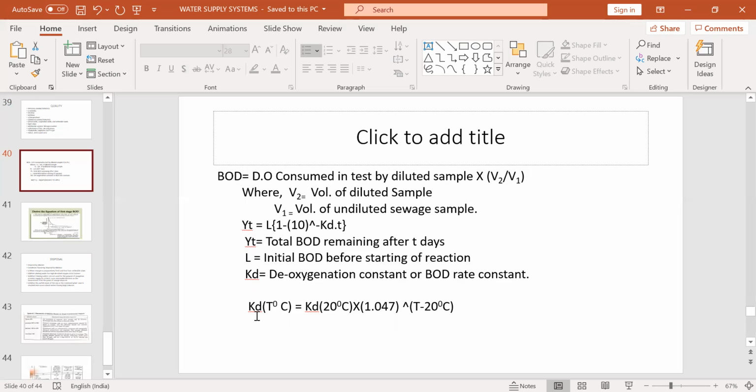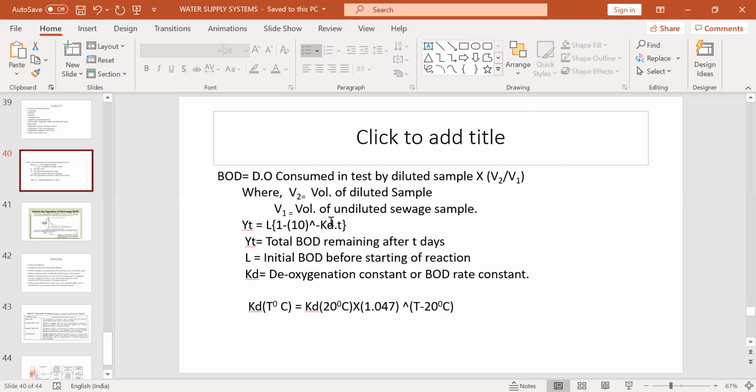Another formula for finding KD is: KD at T degrees centigrade is KD at 20 degrees centigrade into 1.047 to the power T minus 20 degrees centigrade. KD at 20 degrees centigrade is something that will be given in the question, that you know already. 20 degrees centigrade is the standard temperature. Now if you need to find it for a temperature of, say, 35 degrees centigrade, then this will be KD at 20, whatever the value, into 1.047 to the power 35 minus 20, that is 15. That will give the value of KD.